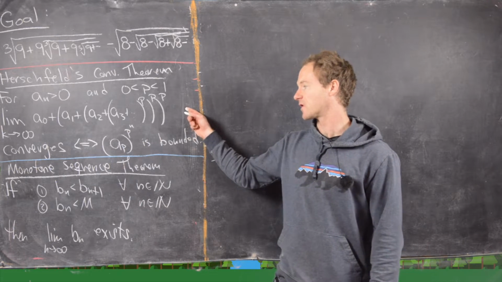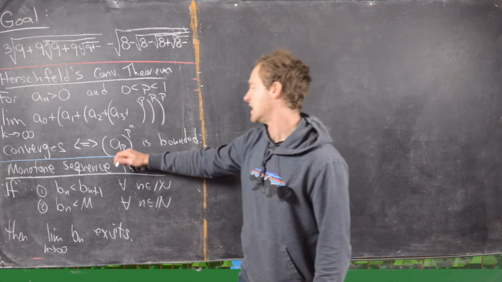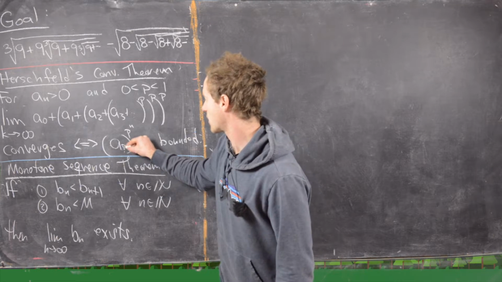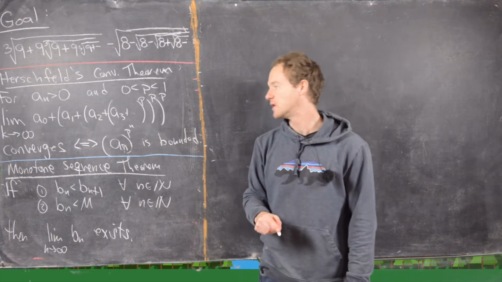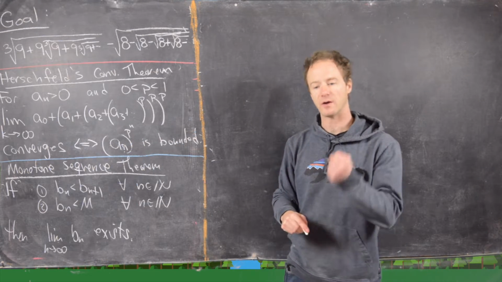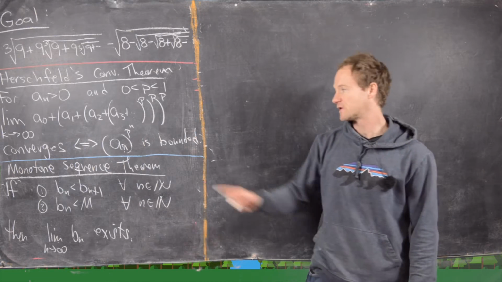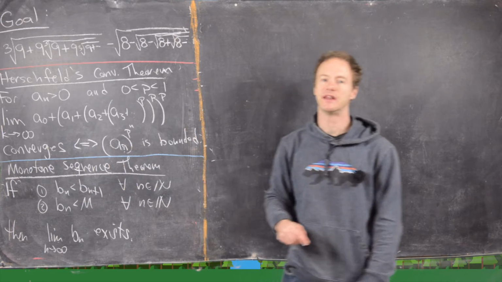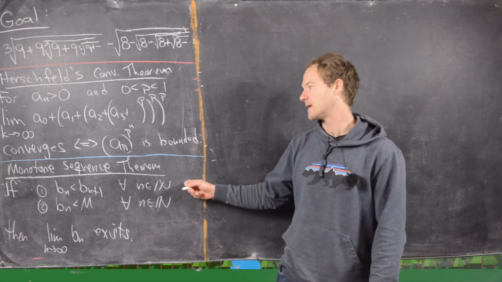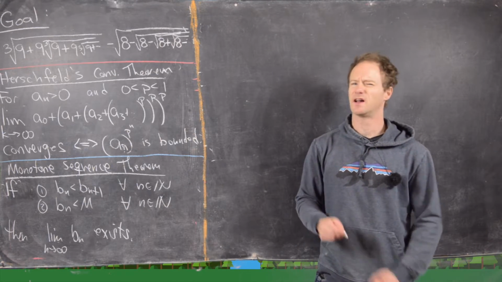So that's going to converge if and only if we take this nth term and raise it to the p^n-th power, and we look at that resulting sequence and it's bounded. So that sequence doesn't need to have a limit, but it needs to be bounded. Okay, and then the next thing that we'll use is a little bit more common.